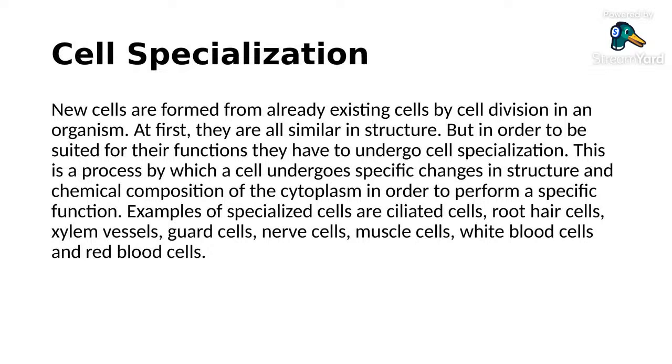So, at first, they are all similar in structure. The new cells are the same at first. I'll take you back to the zygote. Remember, I said a sperm cell will fertilize an ovum. Once that happens, a new cell is going to be formed. This new cell is known as a zygote. Now, this zygote would divide into two new cells.